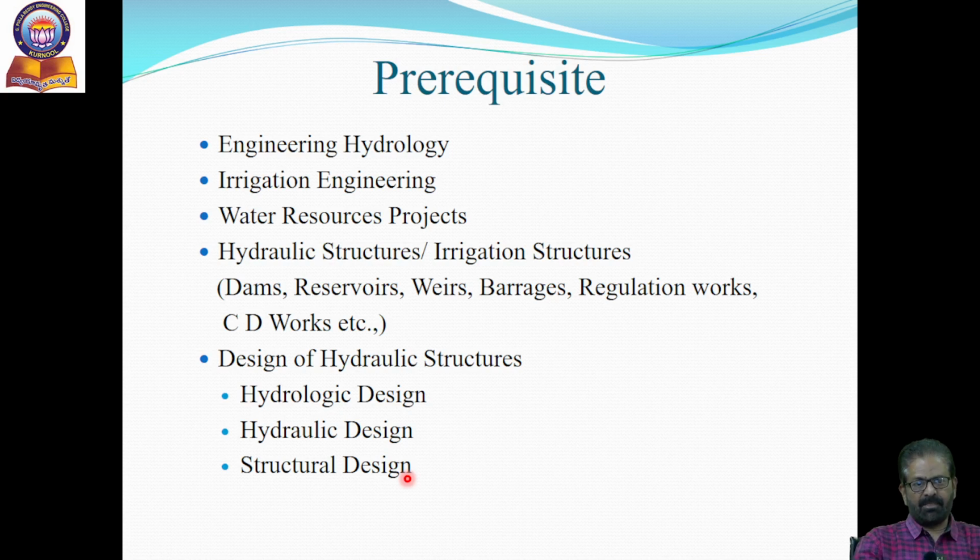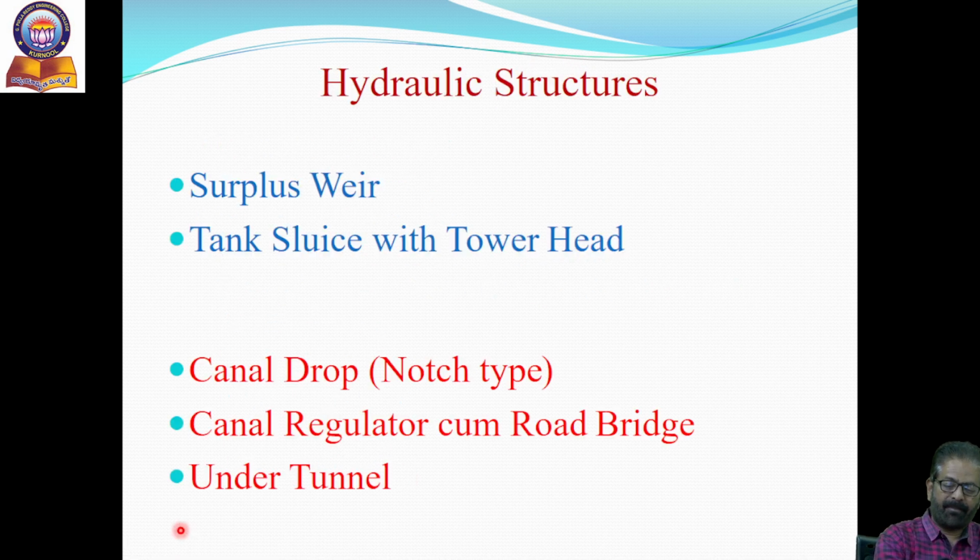Therefore, the design of any hydraulic structure essentially consists of these three parts: hydrologic design, hydraulic design, and structural design. But in most cases we concentrate more on the first two parts rather than the third one. Why? Because here more importance is given to the water, so hydrologic design comes first, and the second preference is for hydraulic design. Of course, we handle structural design also, but only to a limited extent.